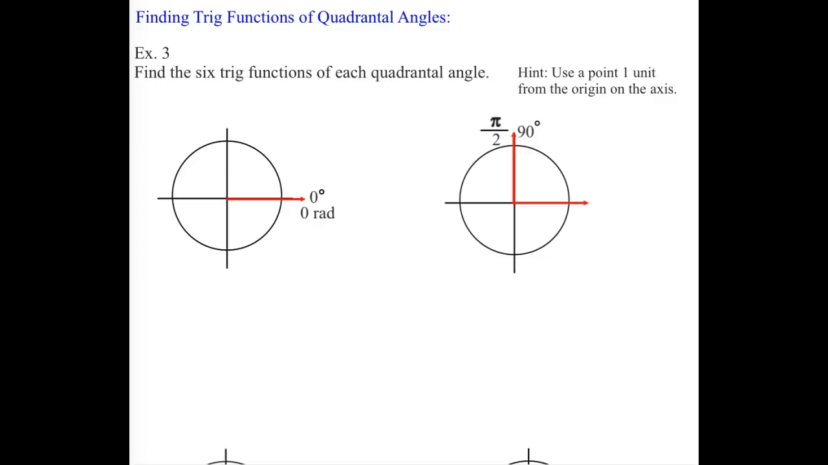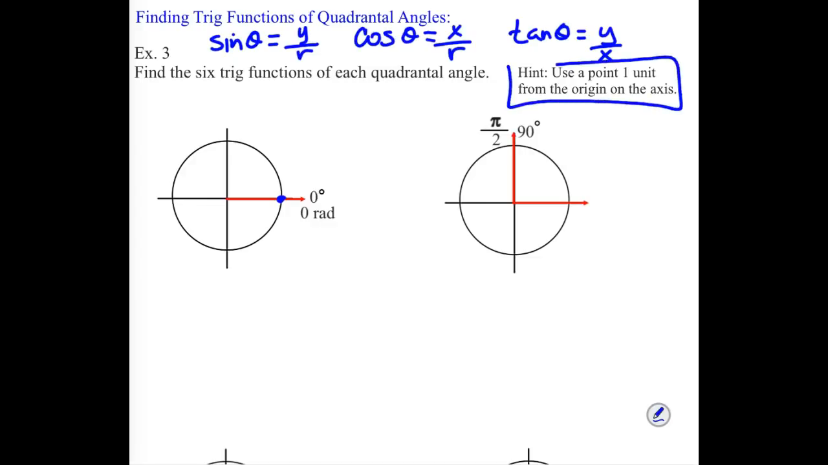We mentioned a few days ago the idea of quadrantal angles. These are angles that land on an axis. So that notation that we just were using, where we said sine was y divided by r, cosine was x divided by r, and tangent was y divided by x. In this case, if we land on an axis, the easiest point to use would be just to go 1 unit from our origin. All right, so pick a point 1 unit from the origin.